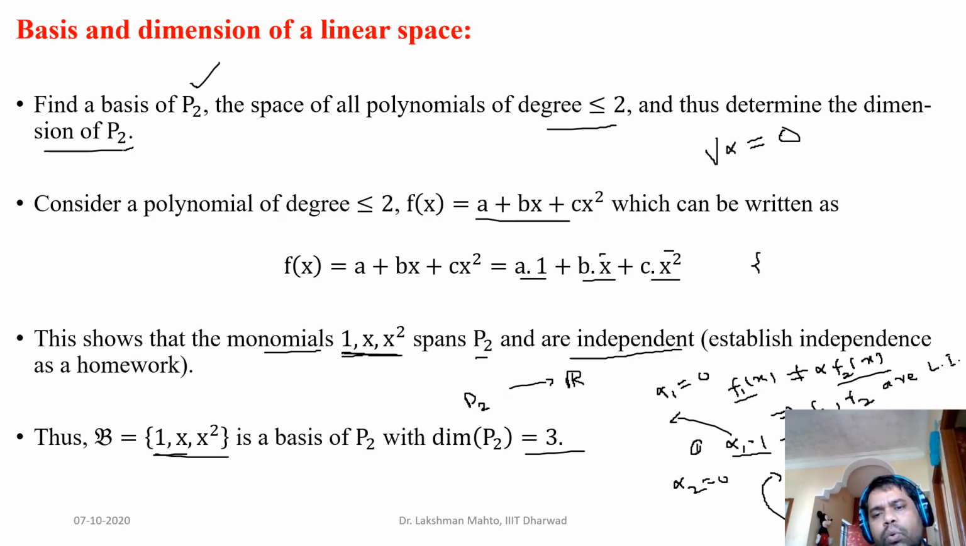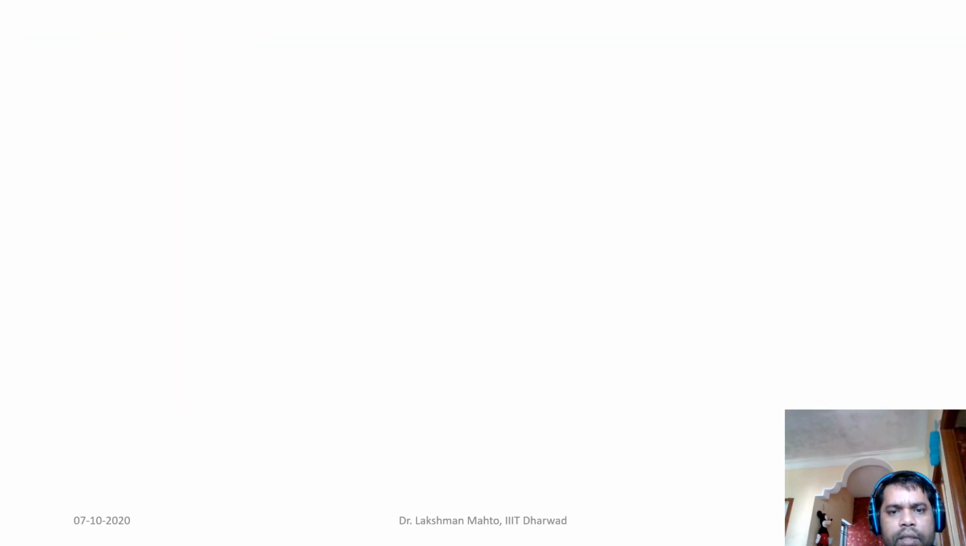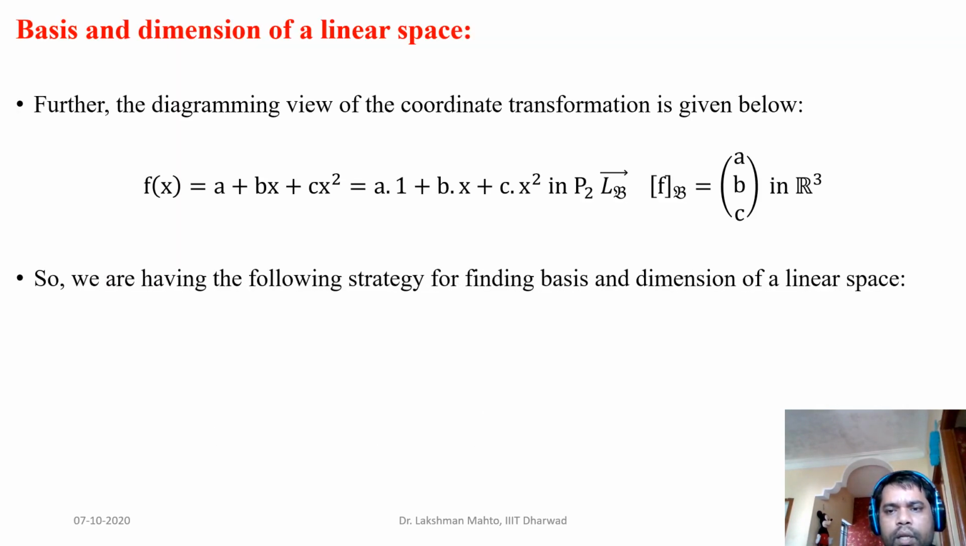That means if you want to find the coordinate of any polynomial of degree 2, then that coordinate would be a three-dimensional vector. So if you want to find a coordinate vector of any polynomial, suppose I have taken this. Okay, so here you can observe that I have taken already. So take any general polynomial of degree up to 2. You can write it this way: a times 1 plus b times x plus c times x square.